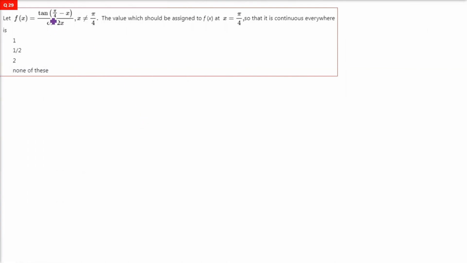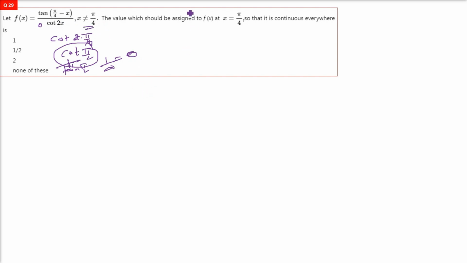f(x) equals tan(pi/4 minus x) divided by cot 2x, and x should not be equal to pi by 4. You can check it. Cot of 2 into pi by 4 is cot of pi by 2, and this is not defined. When cot is undefined it means tan is infinity, so 1 by infinity is 0. You cannot have a 0 in the denominator. That is why the question itself says x cannot be equal to pi by 4.